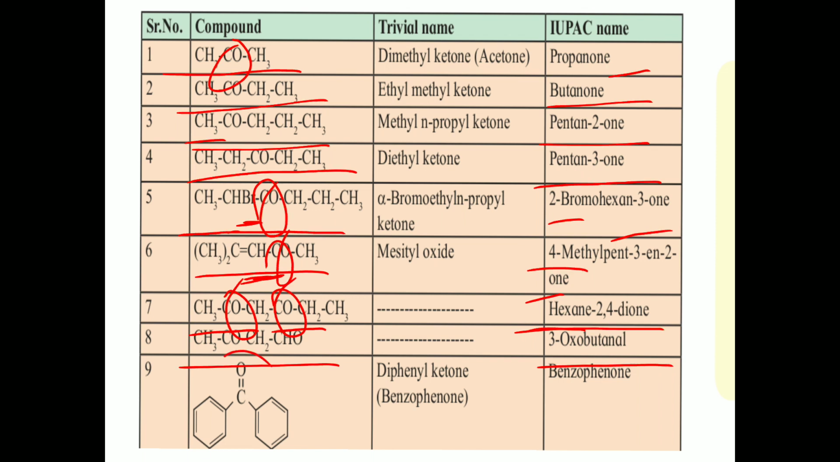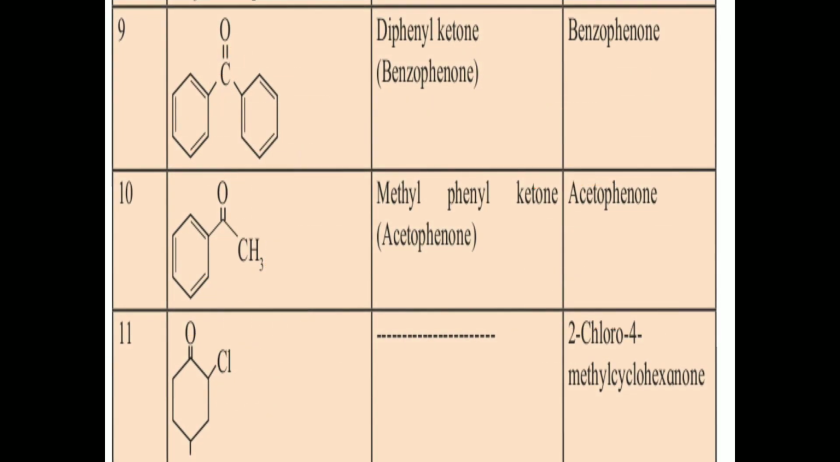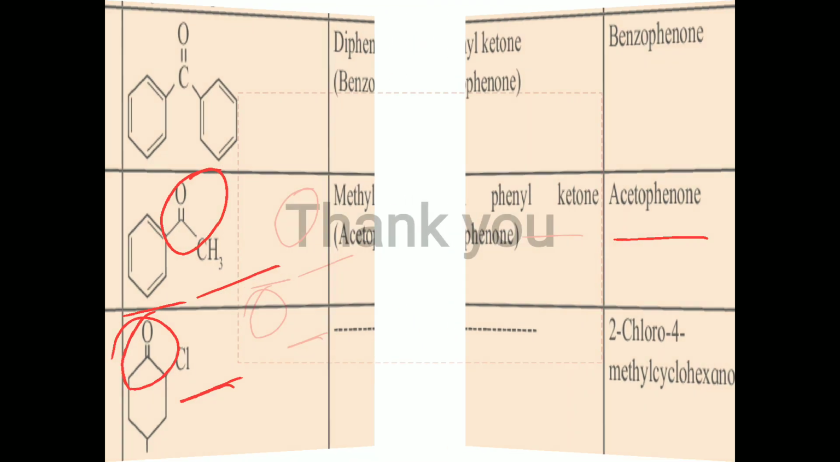Now here the carbonyl group is attached to 2 benzene rings, so the name is benzophenone. Now there are some other examples also. When the carbonyl group is directly attached to CH3, that is a methyl group, and a phenyl group, then the common name is methyl phenyl ketone, and the IUPAC name is acetophenone. Here it contains the ketonic, that is carbonyl group, and chlorine, so the name is 2-chloro-4-methylcyclohexanone.